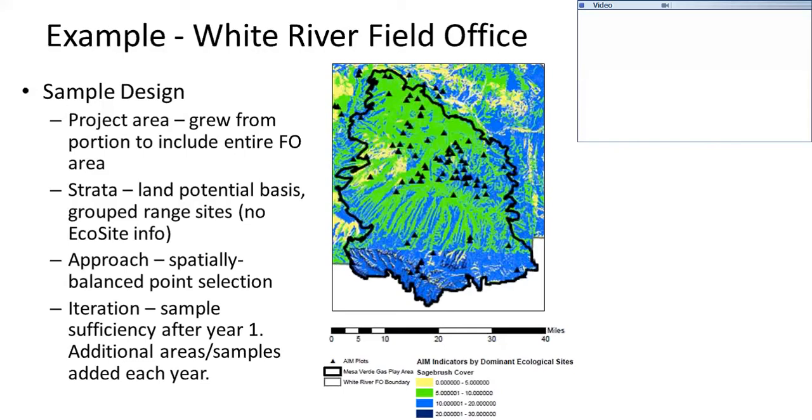Stratification was a land potential-based stratification. We didn't have ecological sites to work with, so we worked with old range sites, grouped together into similar range sites. We used a spatially balanced approach to sample site selection, so it was randomized, but it ensures good distribution of points across the landscape. It's an iterative approach to sampling. So we collected 1 year's worth of data. We looked at the variability of the samples that we got, and then we selected additional samples in strata where we were under-sampled. And at the same time, we were expanding our scope across the field office too.